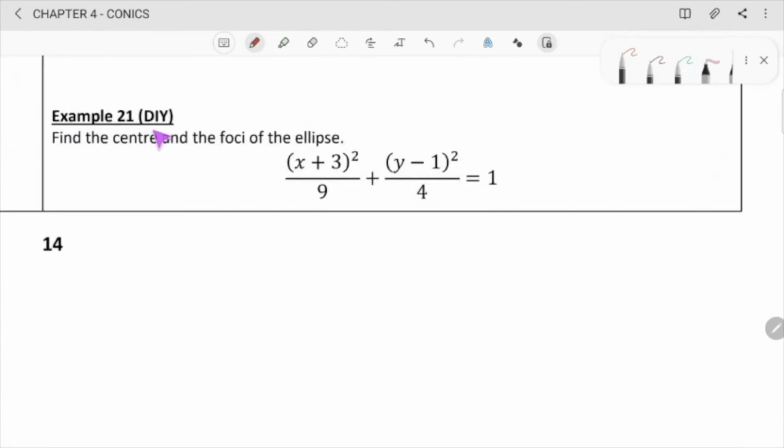Okay, example 21, DIY, you need to do it by yourself, but I give a hint. I won't give the final answer, because if I give the final answer, it's like you've already done it. So I give the hint. You need to get a is 3, b is 2, and c is square root of 5. So you check that your a must be 3, b 2, and then you can proceed to the coordinates of the center and the foci. But the center is h, k.